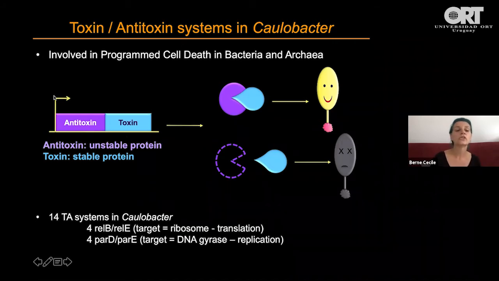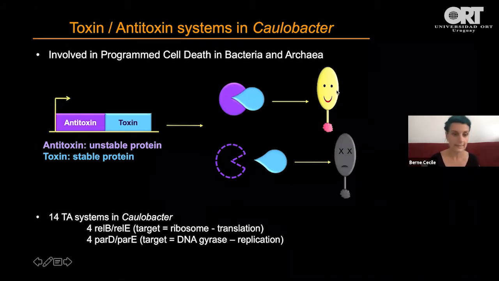So you can imagine that when, and they are in an operon, sorry, when the operon is expressed to a normal level, you've got as much toxin and as much antitoxin being produced. The toxin will bind to the antitoxin, and in this bound complex the toxin will be inhibited and the cell will be happy and live.